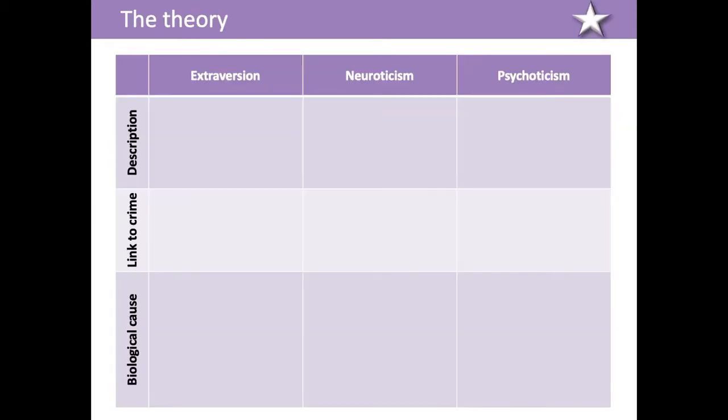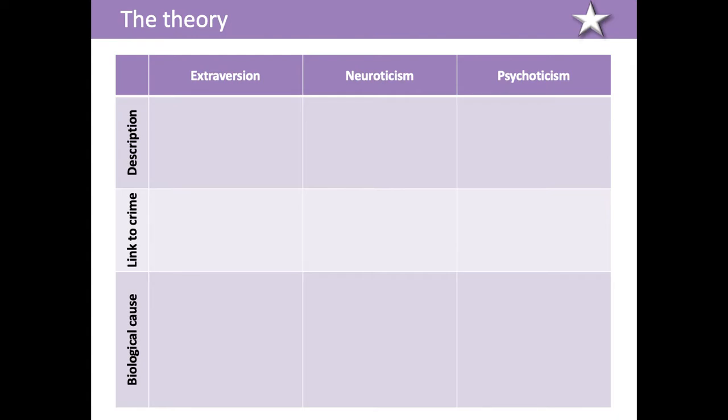So first off, the key theory. We need to remember that this whole theory is based on personality. So personality traits that may cause offending behaviour and where they come from. Now this is a really complicated theory. I recognise that, and I think you need to recognise it too. This is one of the trickier bits of the GCSE psychology that we've done so far.